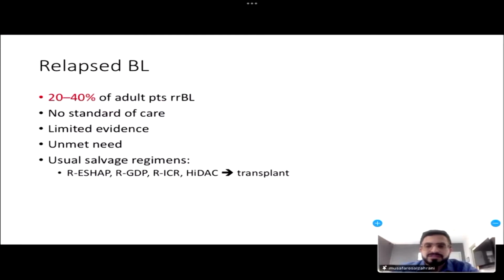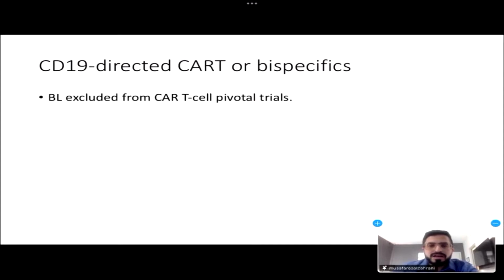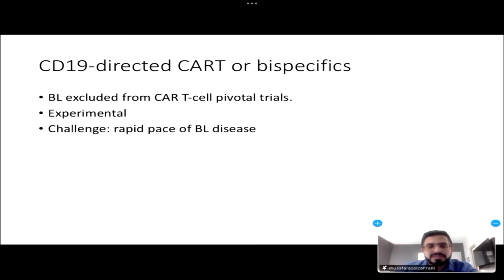There are many salvage regimens that can be tried, as we know. These are some of them, but usually followed by a transplant, whether autologous or allogeneic, but usually autologous transplant. How about CD19-directed CAR-T or bispecifics? Unfortunately, the pivotal trials of CAR-Ts usually exclude Burkitts lymphoma, so we don't have enough data. So it remains experimental.